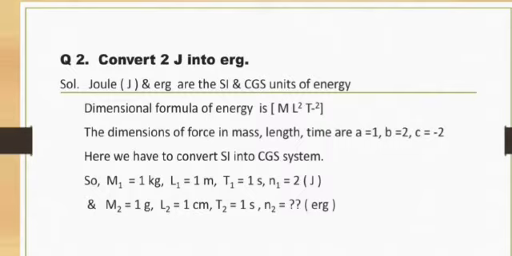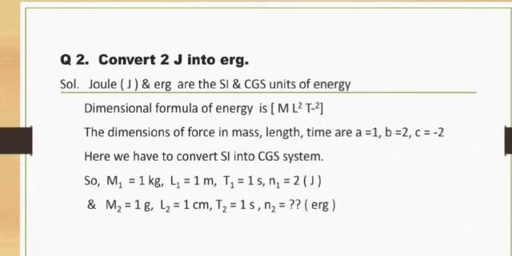Hello everyone, let's solve another example based on the conversion of one system of unit into another. The question is to convert 2 joules into erg. Joule and erg are the SI and CGS units of energy or work. Dimensional formula of energy or work is ML^2 T^-2. Since the powers of M, L and T represent the values of A, B and C respectively, therefore A is equal to 1, B equal to 2 and C is equal to minus 2.